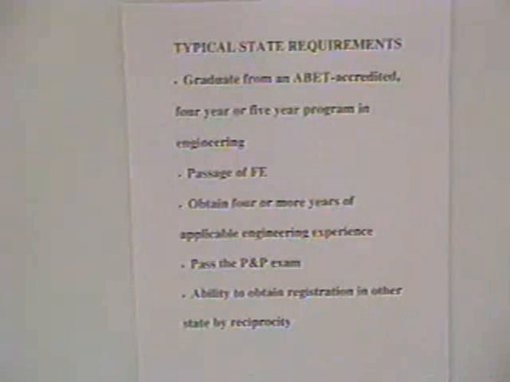The final stage is to pass the P&P exam, and once you pass that, you are able to obtain registration by reciprocity in most other states. Now, there are a few exceptions to this, and we probably ought to point out some of the exceptions.